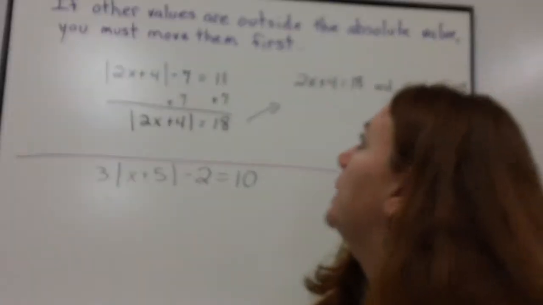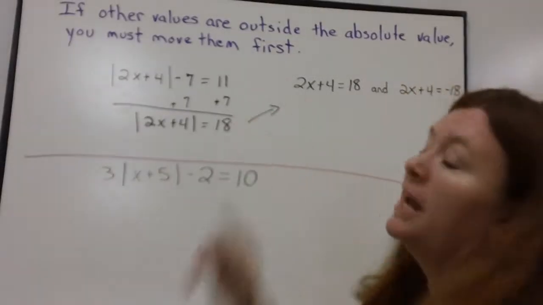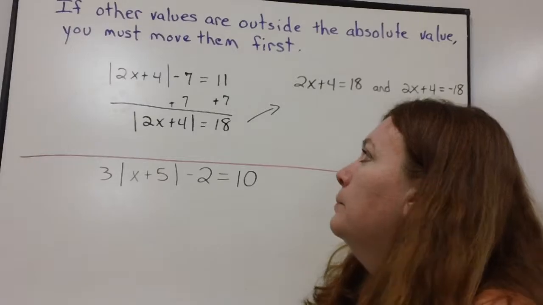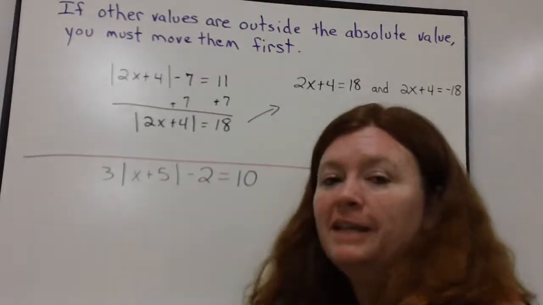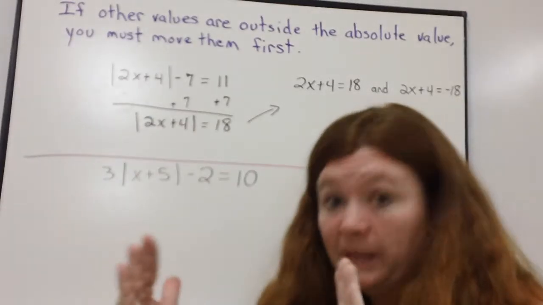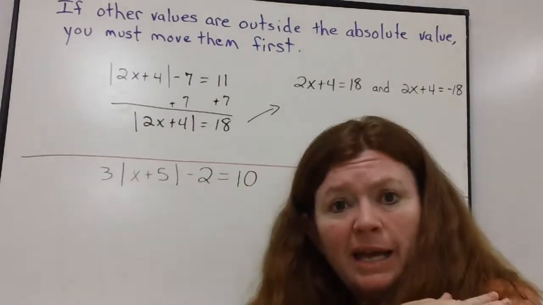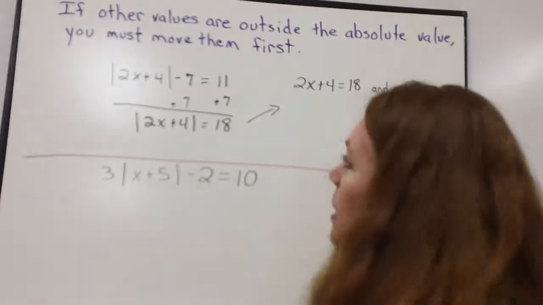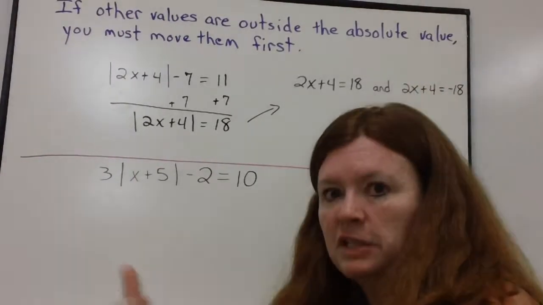If other values are outside the absolute value, then you're going to have to move them first. You need to make sure that you isolate the absolute value. We're going to take that absolute value grouping symbol, and we're going to isolate it, meaning get everything else out of the way and over to the other side of the equal sign. Then we can start comparing our positive and negative solutions.